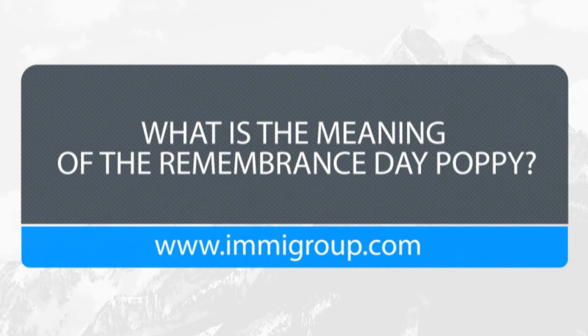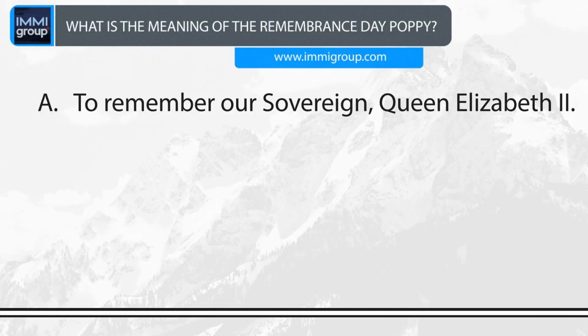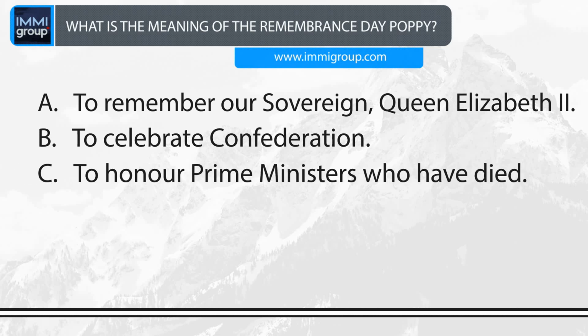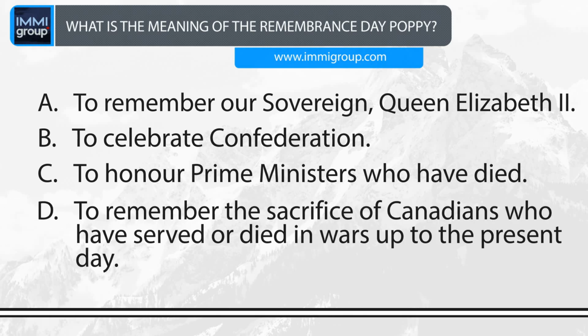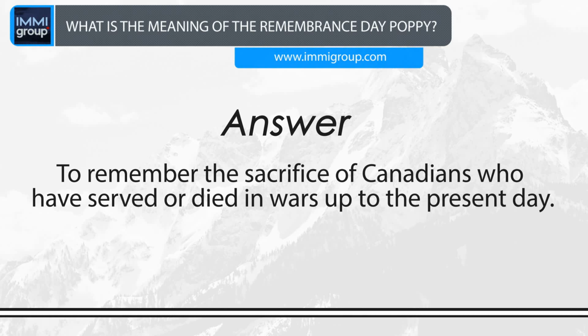What is the meaning of the Remembrance Day poppy? A. To remember our Sovereign Queen Elizabeth II. B. To celebrate Confederation. C. To honour Prime Ministers who have died. D. To remember the sacrifice of Canadians who have served or died in wars up to the present day. Answer: To remember the sacrifice of Canadians who have served or died in wars up to the present day.